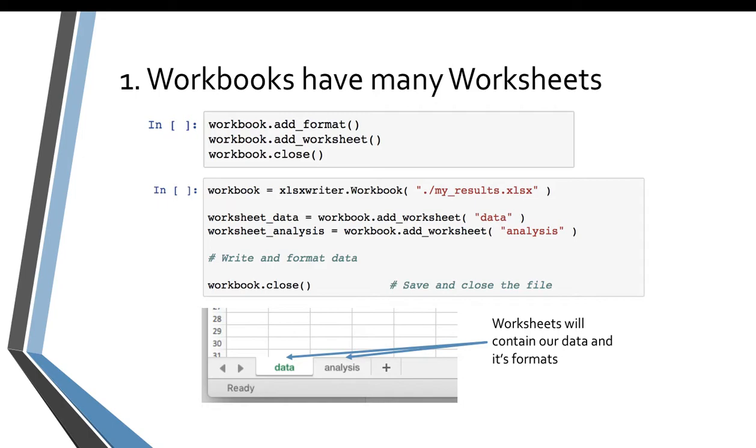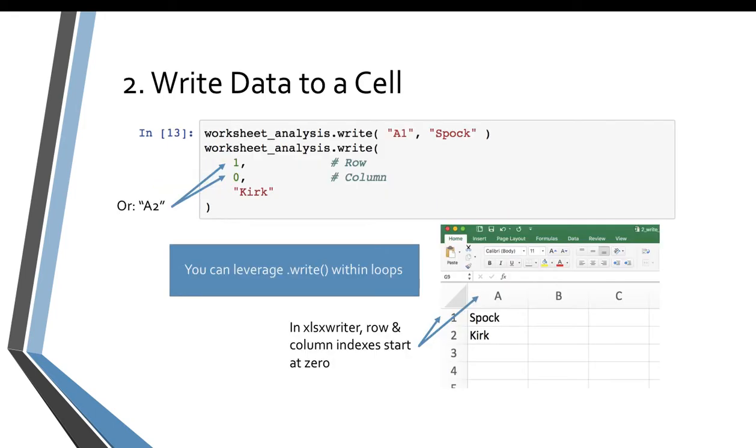But it's important to know about the workbook and its three most important functions, which is the add format function, which allows you to add various styling formats to your workbook that you can later use in the worksheets, adding the worksheets themselves, and then finally closing the workbook, which then actually creates the Excel file on your system. So the structure is you're going to be instantiating your workbook, you're going to be instantiating your worksheets, writing and formatting your data, and then finally saving and closing the file.